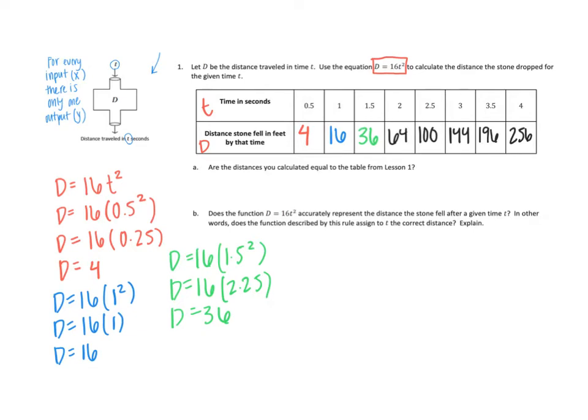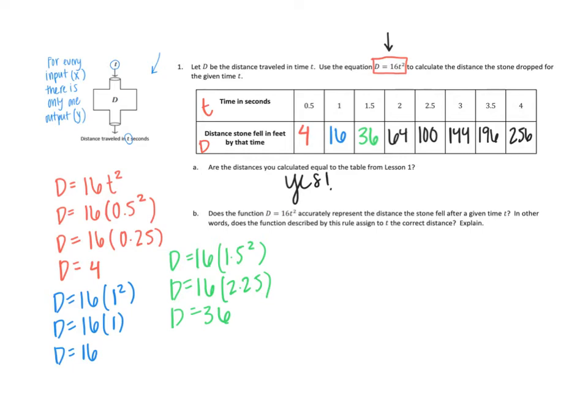All right, so you can see that it did all that math. You can just go ahead and copy down those black ones that it dipped there as long as you understand how I got them. I just plugged them into the equation or the rule that they gave us. Now it says, are the distances you calculated equal to the table from lesson 1? You might not remember from lesson 1, but yes, these are the same values from that first table that we got yesterday when we did this first lesson.